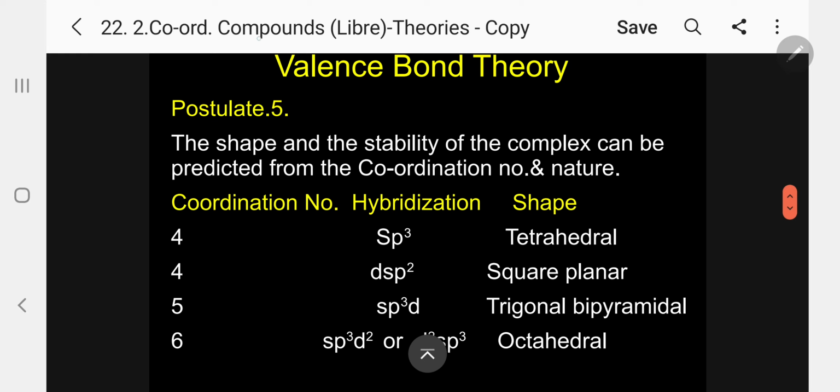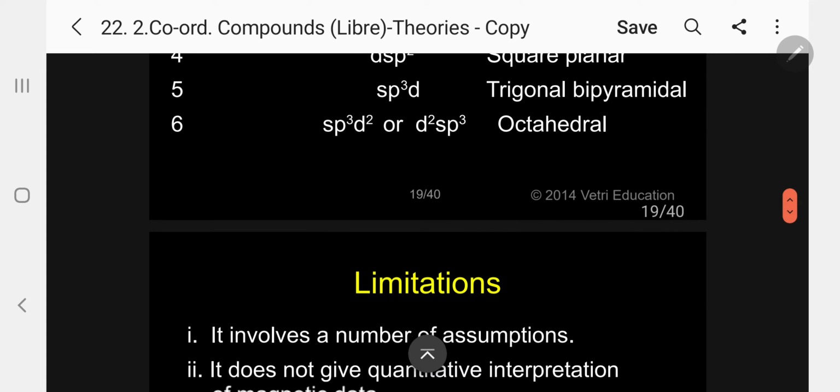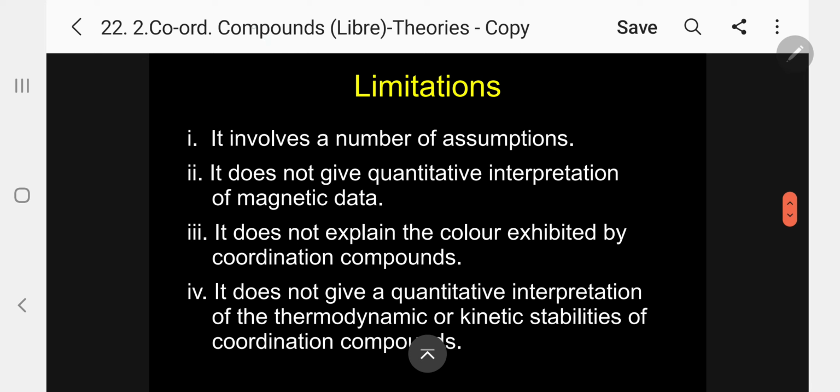Postulate 5. The shape and stability of the complex can be predicted from the coordination number and nature. So for 4, sp3 is tetrahedral. Again for 4, if it is dsp2, square planar. For 5, sp3d, trigonal bipyramidal. For 6, sp3d2 or d2sp3, octahedral. So this is regarding valence bond theory.